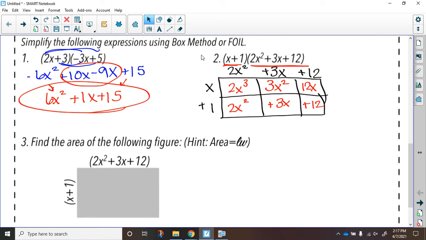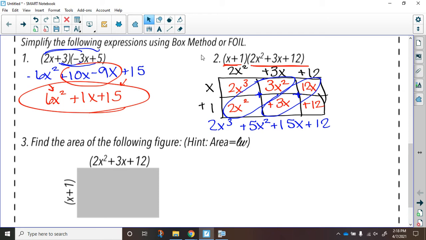Alright, so once we get to this point, what we're going to do is add the diagonals. So I add these 2, and then I'll add these 2. So 2x squared plus 3x squared gives us positive 5x squared. 3x plus 12x gives us a positive 15x. And then I bring down my leftovers. And we're done. So whichever way you prefer, it's totally up to you.